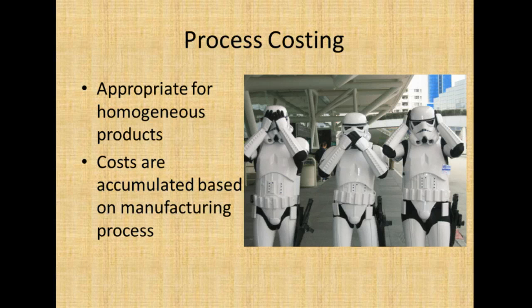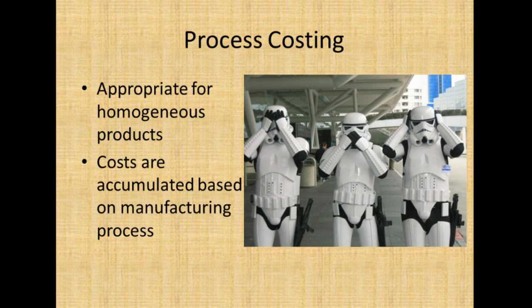Process costing, as we know, is appropriate for homogeneous products. Those are products that are manufactured pretty much identical. Think nuts and bolts, orange juice, stormtrooper helmets, things like that, where from product to product, your costs won't change very much. Compare this to the prior chapter where we talked about job order costing.